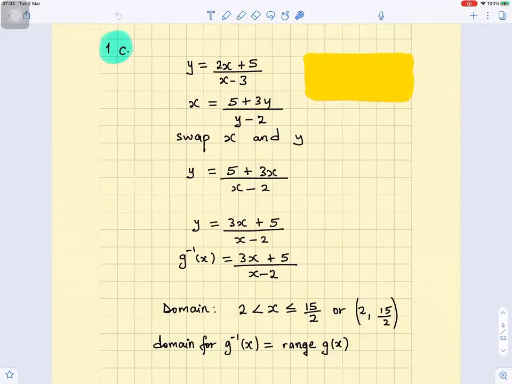And if you have y equals 3x plus 5 over x minus 2, so g inverse of x is 3x plus 5 over x minus 2. And the domain is from 2 to 15 over 2. And the domain for the inverse, for g inverse, is the range for g. So the domain for g inverse is the range for g.